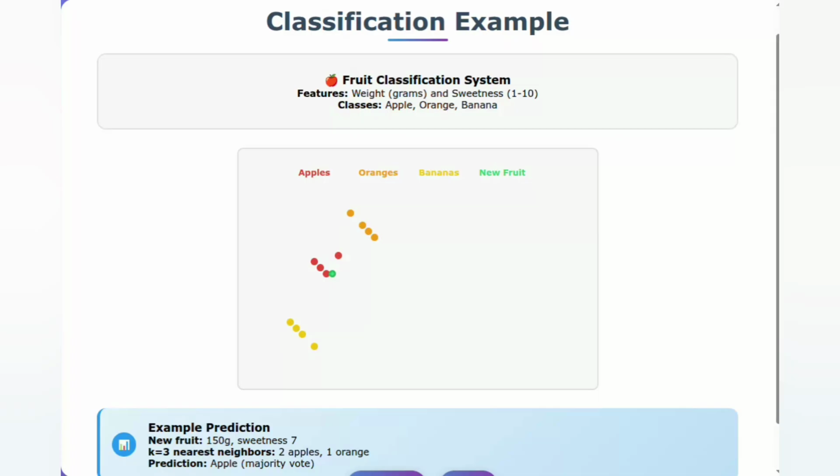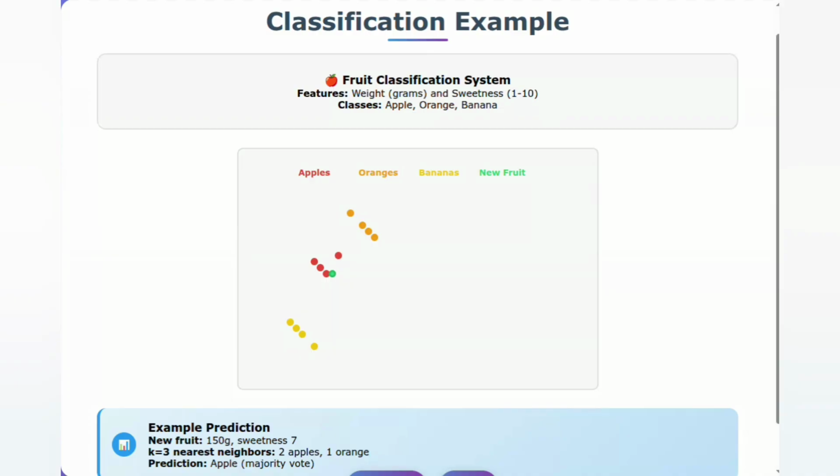Let's look at a concrete classification example. Imagine we're building a system to classify fruits based on their weight and sweetness level. We have training data for apples, oranges, and bananas. Now, we get a new fruit with weight 150 grams and sweetness level 7. With K equals 3, we calculate distances to all training points and find the 3 nearest neighbors. Let's say we find 2 apples and 1 orange as the closest neighbors. Since we have 2 votes for apple and 1 vote for orange, we predict this new fruit is an apple.